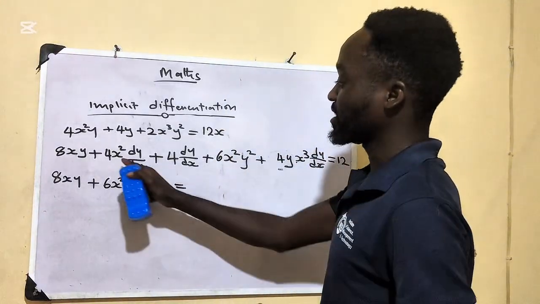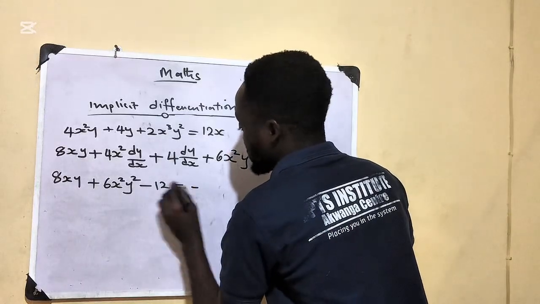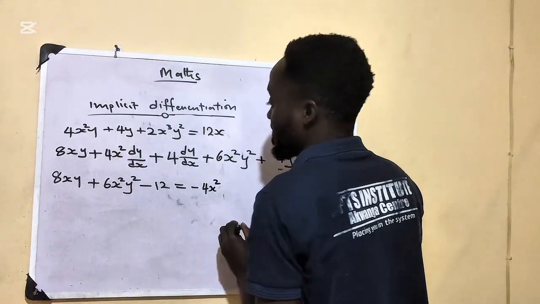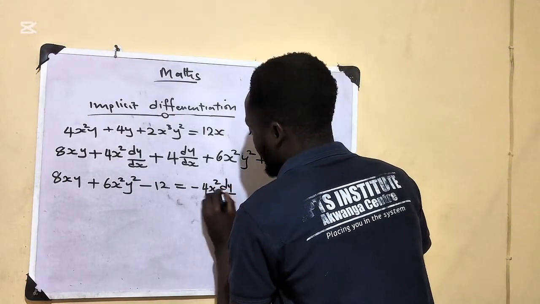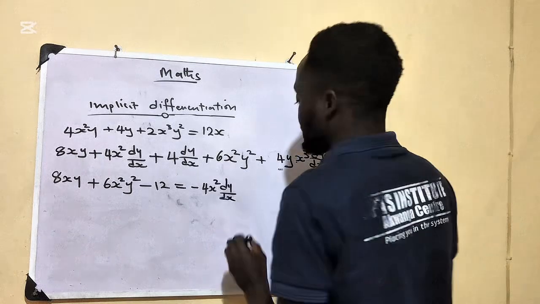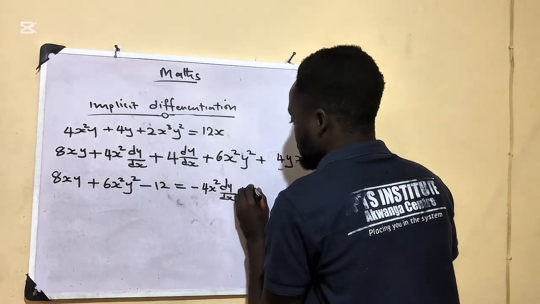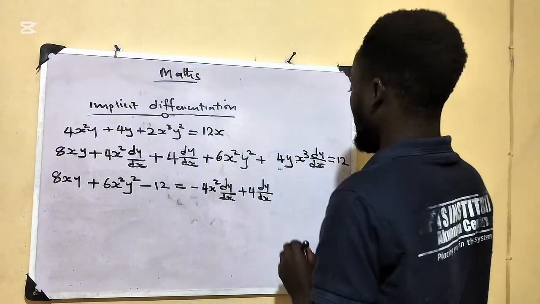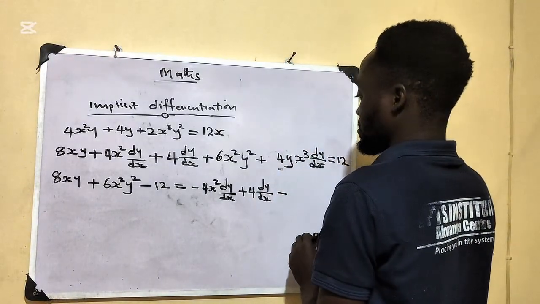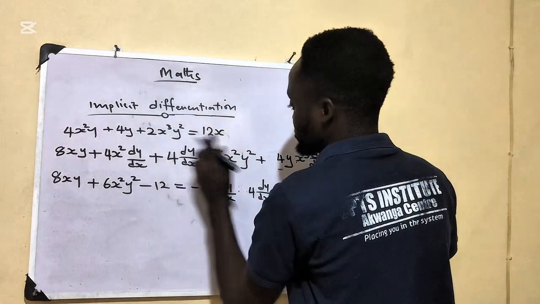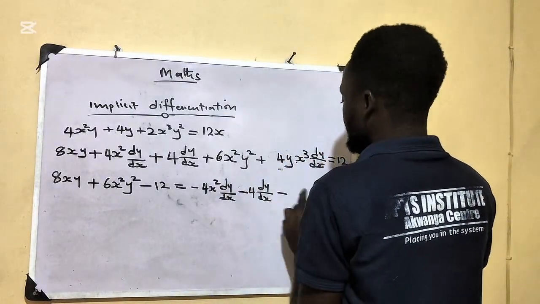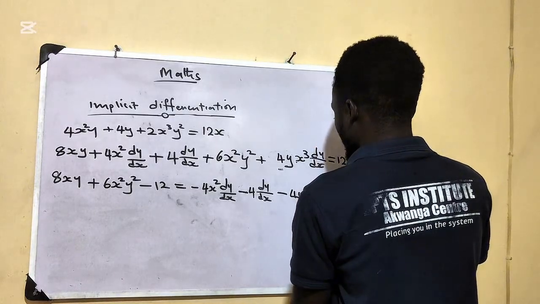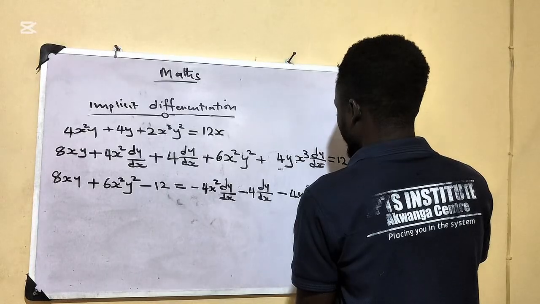so I'm going to transfer all these ones with the dy dx to the other side. If I do that, the sign is going to change and become minus 4x squared dy dx, and then plus 4 dy dx, and then we'll have minus, sorry, this is minus here because it was plus, so it's going to be minus. And then this one will also have minus 4y x cubed dy dx.